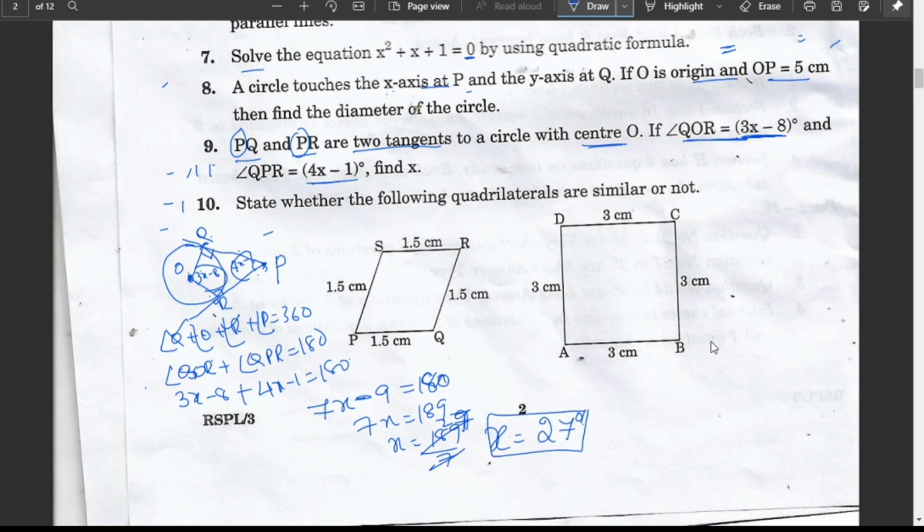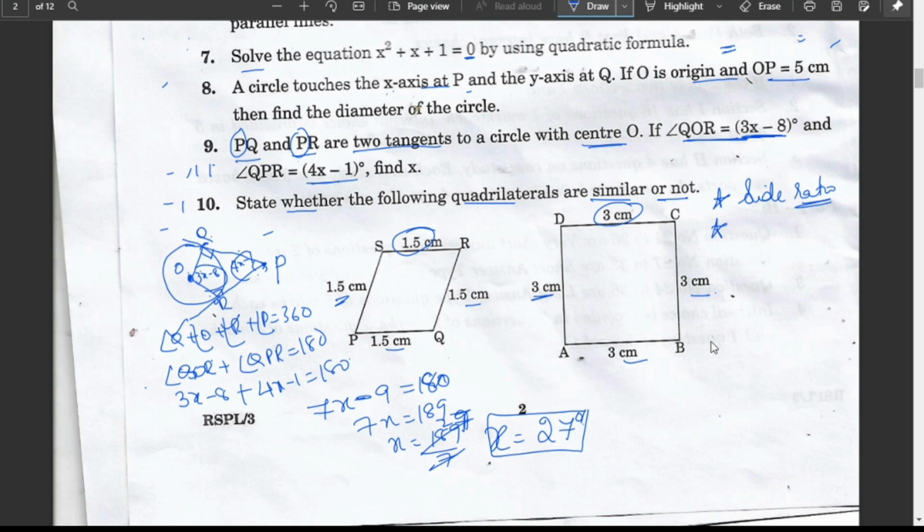So that was our 9th question. Now moving on with the 10th one. State whether the following quadrilaterals are similar or not. For similarity, there are two conditions to be satisfied. One is sides should be proportional, sides should be in the same ratio. Yes, here they are in the same ratio. 3 divided by 1.5, 3 by 1.5, each side is in the same ratio.